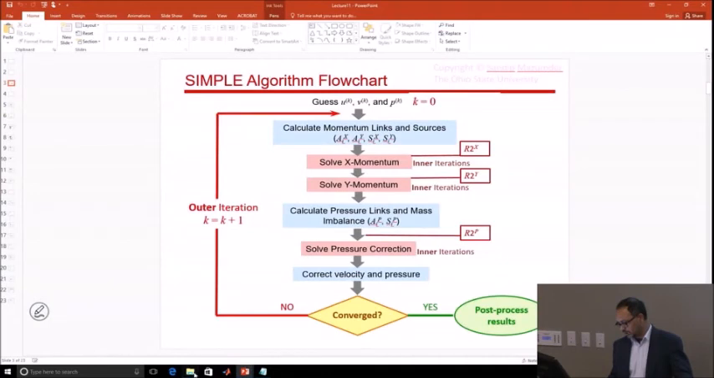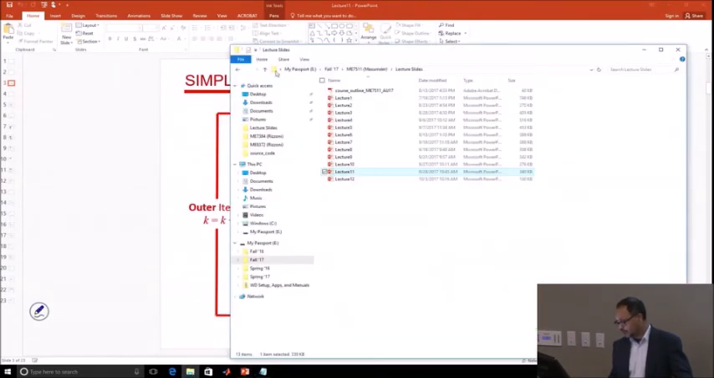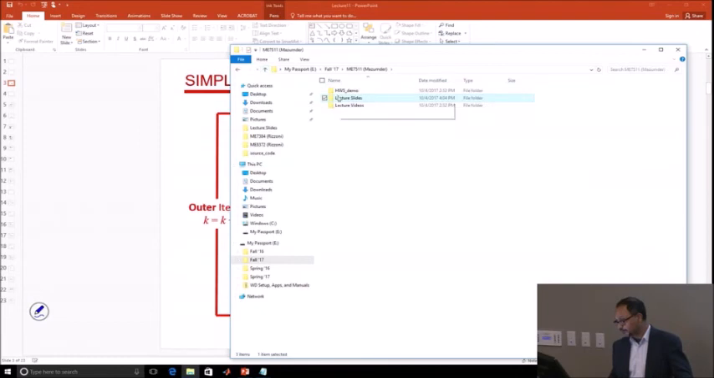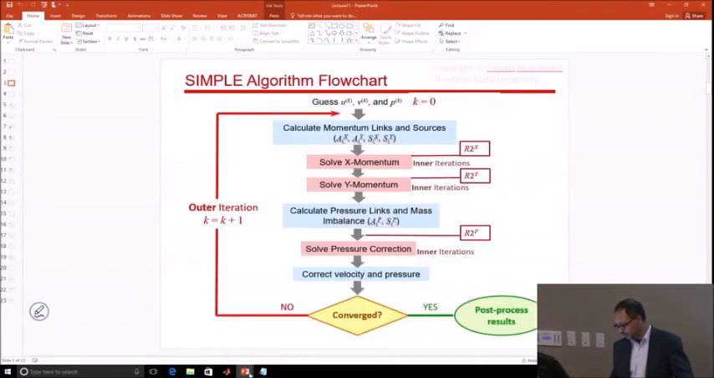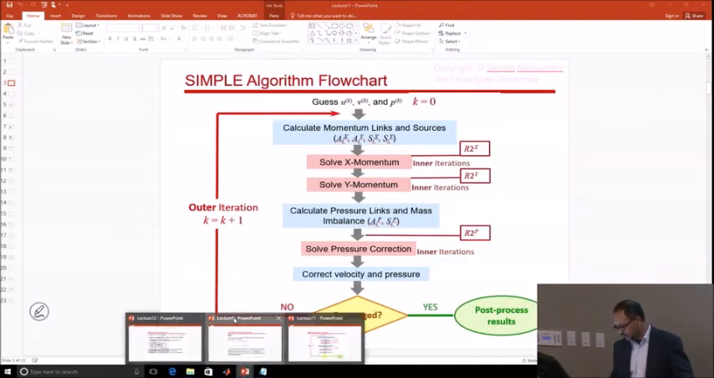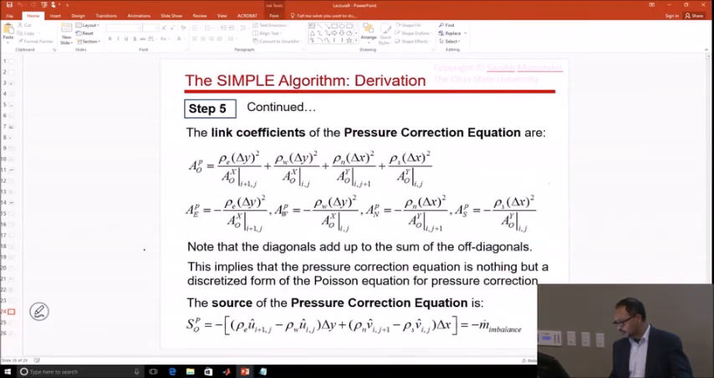Let me just quickly, lastly, show you the pressure solver. Let me see if we can locate the pressure correction. Okay, there are your coefficients for the pressure equation. Okay, the source is the mass imbalance, as you know.